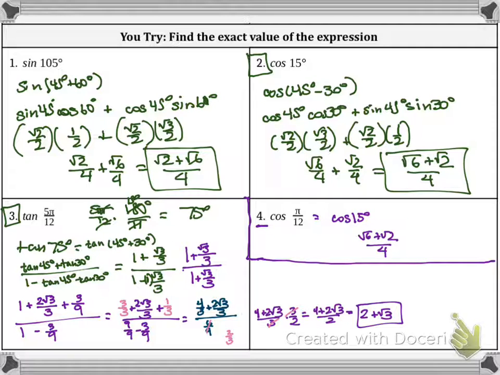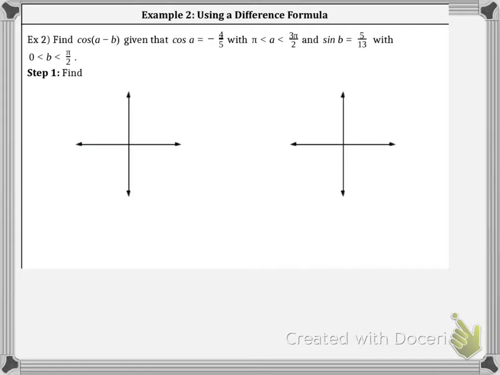A lot of work is involved in that because you're not allowed to have radicals in the denominator. Just looking at the work of how to do that is here, and after all of that, it reduces down to 2 plus root 3. So let's go ahead and try our final example using a difference formula.